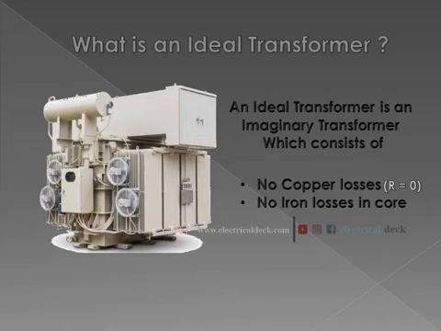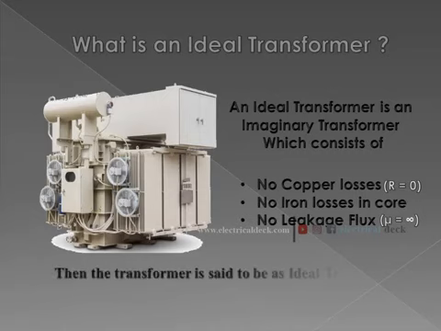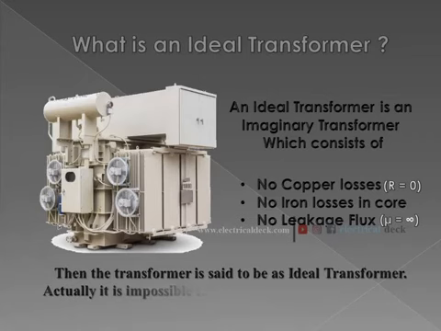And the magnetic flux produced by the primary winding links with the secondary winding without any leakage flux in the transformer. The core of the ideal transformer has infinite permeability. Infinite permeability means less magnetizing current is required for magnetizing the core of the transformer. If the above conditions are met by any transformer, then the transformer is said to be an ideal transformer.